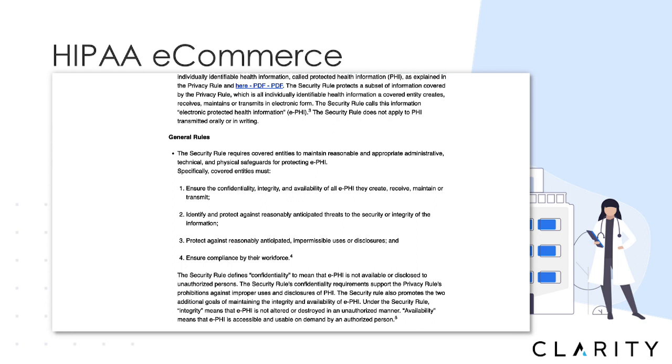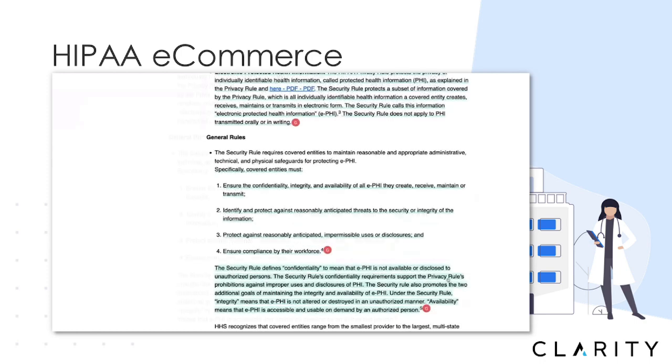It defines confidentiality to mean the EPHI is not available or disclosed to unauthorized persons. And it goes on to talk about this. They define that integrity means the EPHI is not altered or destroyed in an unauthorized manner, and availability means that it is accessible and usable on demand by an authorized person. So you're getting some core principles here.